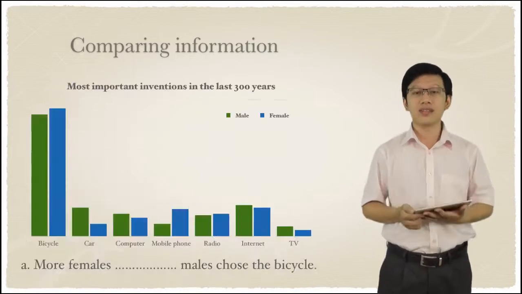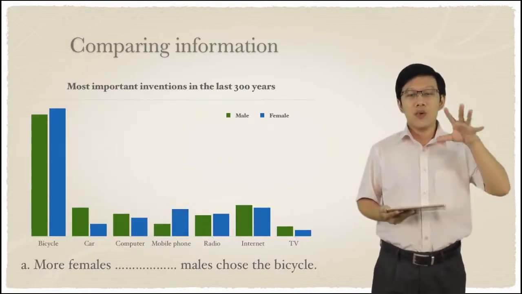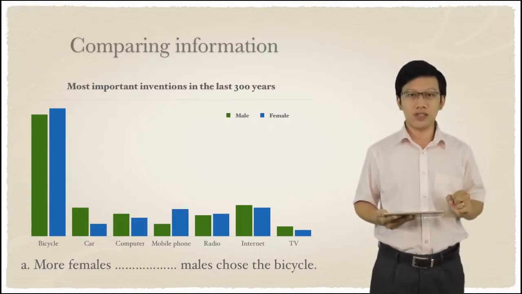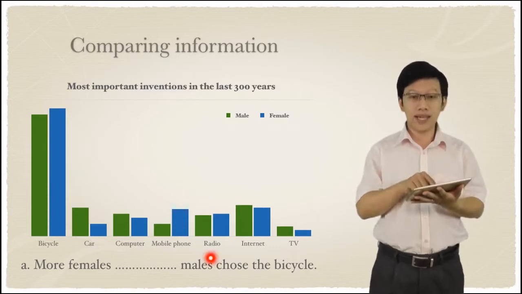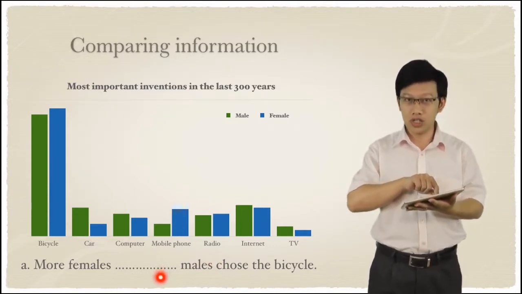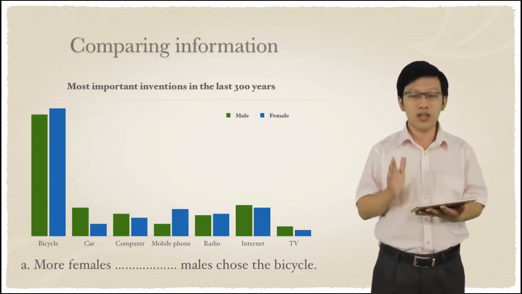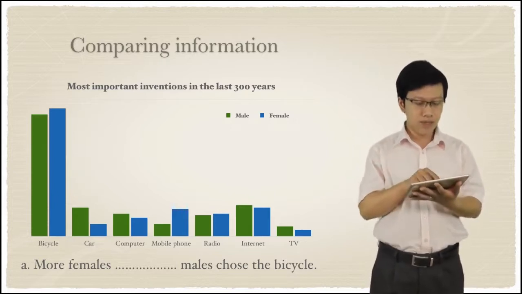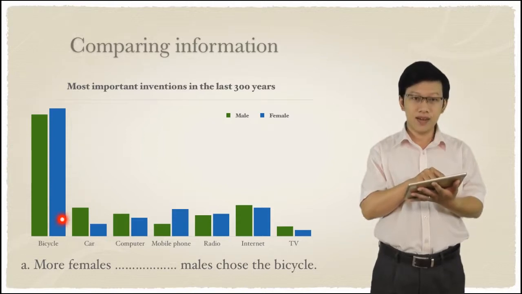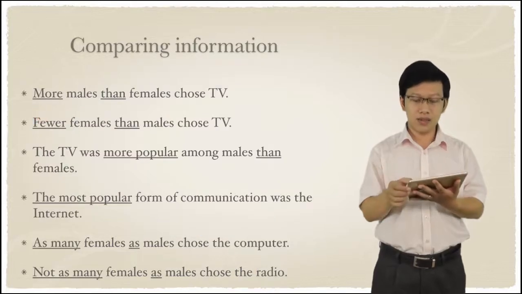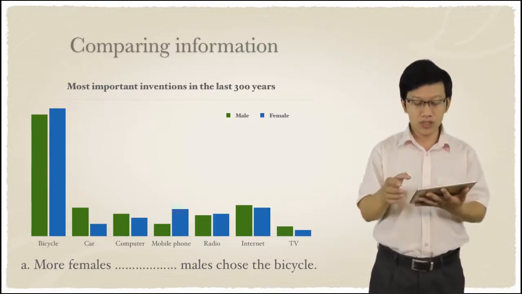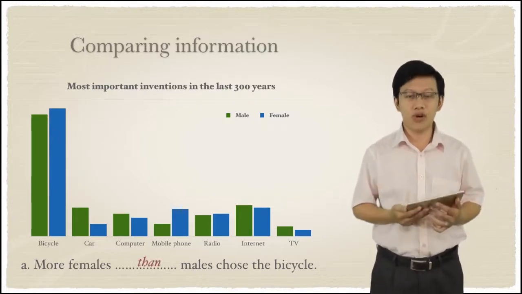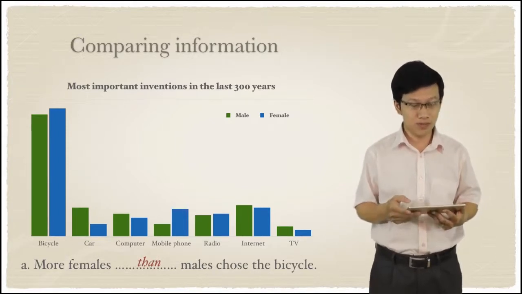Okay, time for practice. So now we're going back to the graph, the bar chart that you saw in the second slide. What you have to do now is to fill in the blank here with an appropriate word. So what's the word? More males, females chose the bicycle. We are looking at the bicycle, right? Females. And on the left column is the male. So what's the word? It must be then. More females than males chose the bicycle.